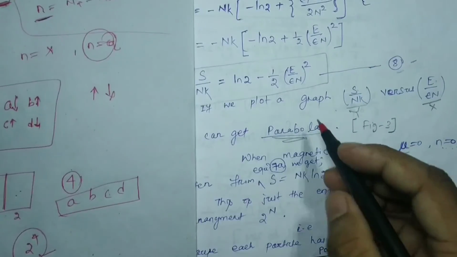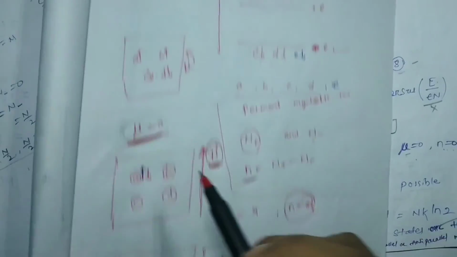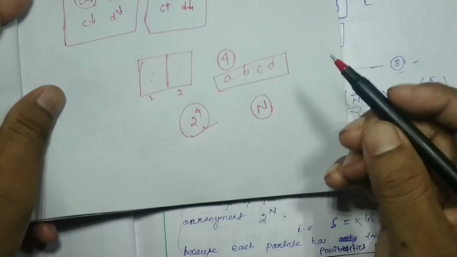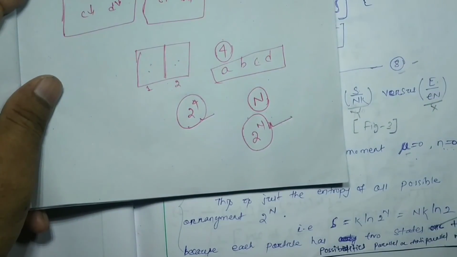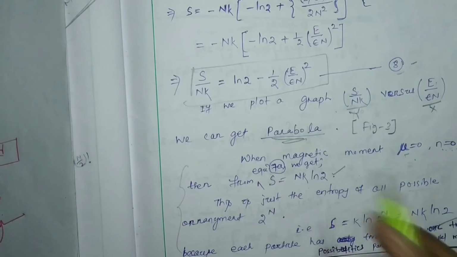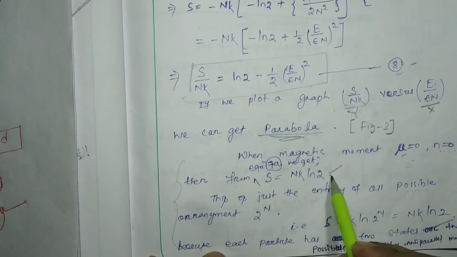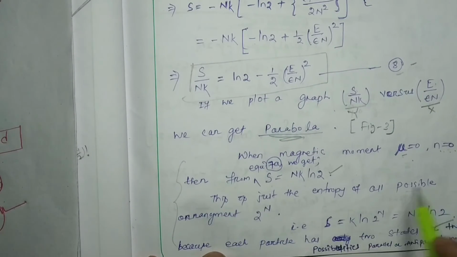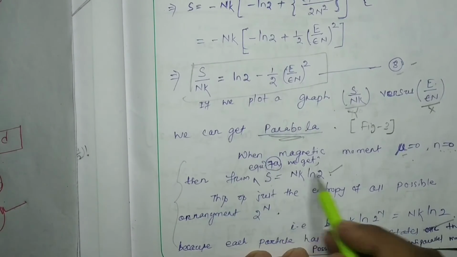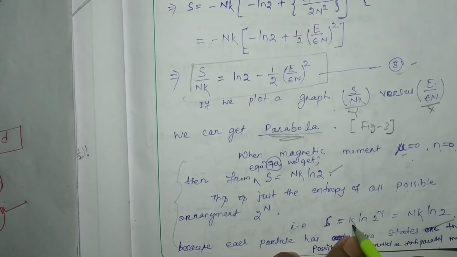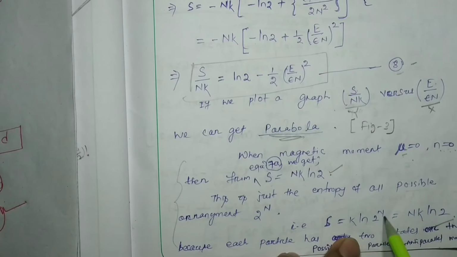So here we have the total number of particles capital N. For mu equal to 0, what will be the total number of arrangements? It will be 2 to the power n. That has been found mathematically. From 7a we found A is equal to nk ln 2. This is just the entropy of all possible arrangements, 2 to the power n. How? From this equation, nk ln 2, we can write k ln 2 to the power n.